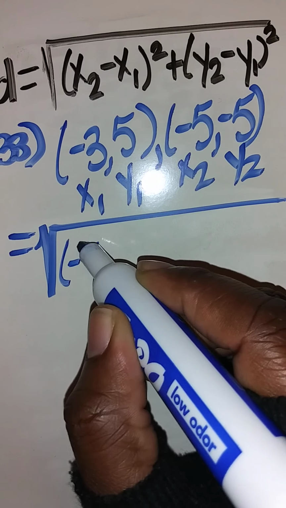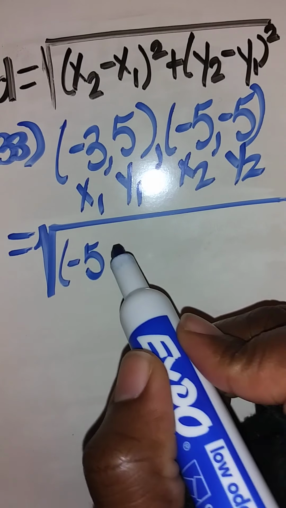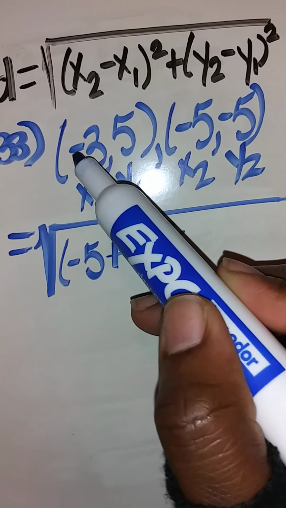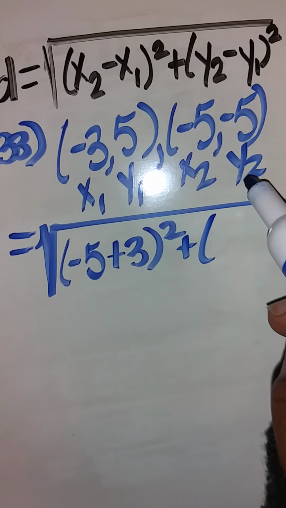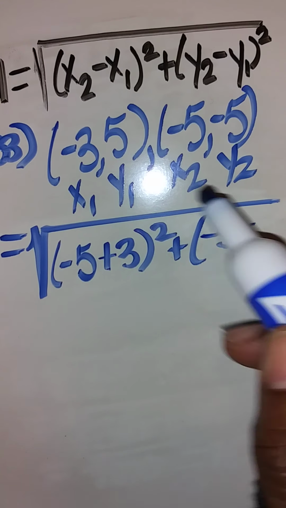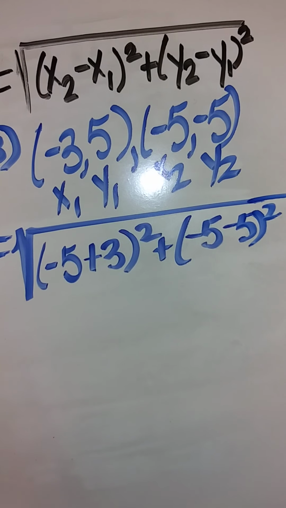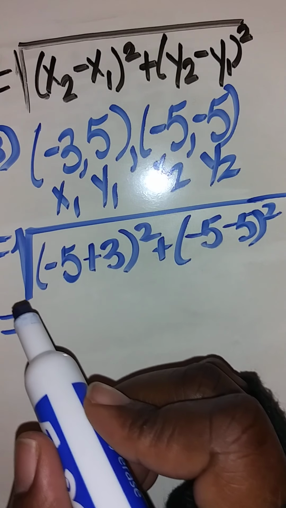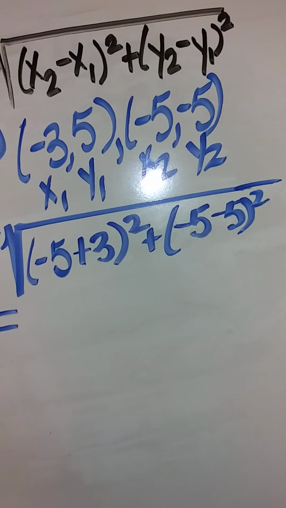I have negative 5. Now, we have negative times another negative makes a positive 3. I'm going to go ahead and simplify that. A negative here times a negative there makes a positive 3. Plus y2 is negative 5, minus my y1 is positive 5. And then I'm going to square that because that's in my formula. Again, I can type this in my calculator and be finished, or we can work it out by hand. Let's work this one out by hand also.